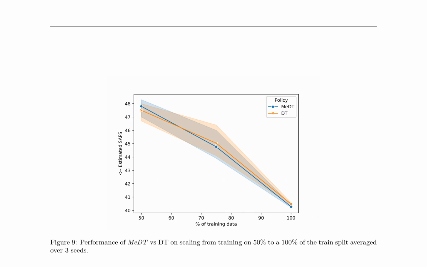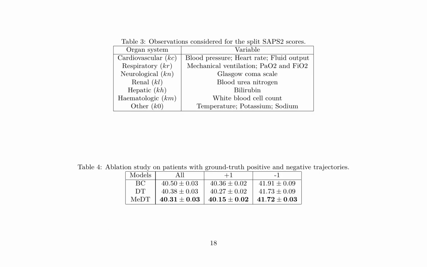Table 4 presents an ablation study on patients with ground truth positive and negative trajectories. The table compares the performance of 3 models, BC, DT, and MeDT, when adding or removing certain variables. The findings suggest that MeDT exhibits superior performance compared to both BC and DT, demonstrating its effectiveness in handling missing data and improving predictive accuracy.